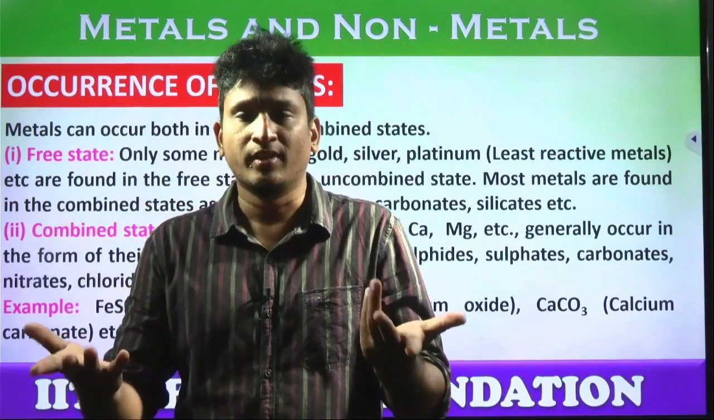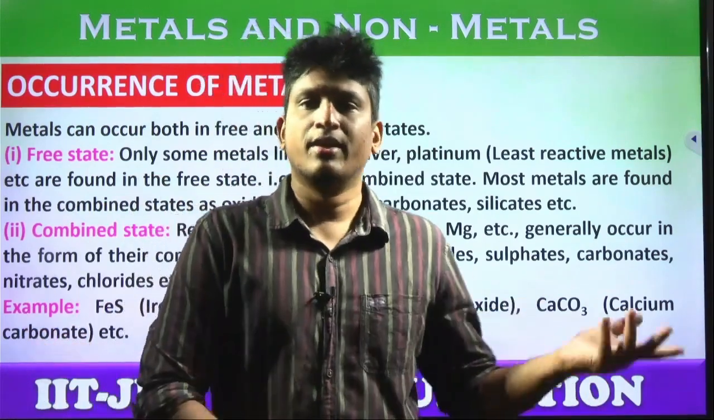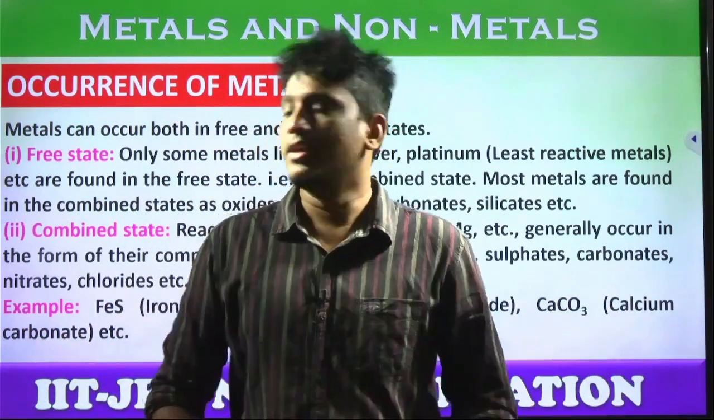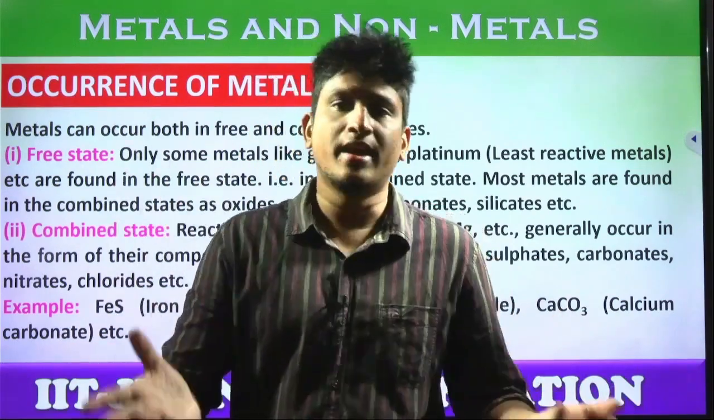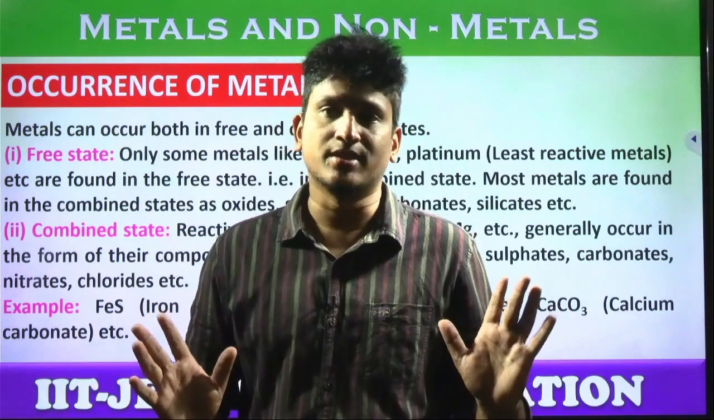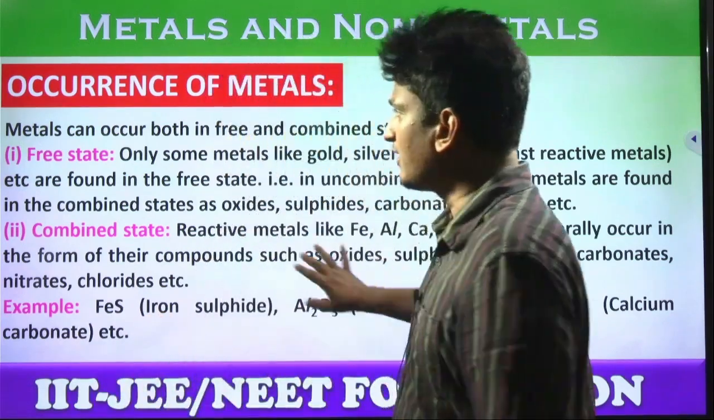Combining with what? Combining with oxygen is called an oxide. If it combines with chlorine, it is called chlorides. If it is combining with the CO3 minus 2 radical, it is called carbonate, phosphate, nitrate, it depends, right? So that's all the occurrence.